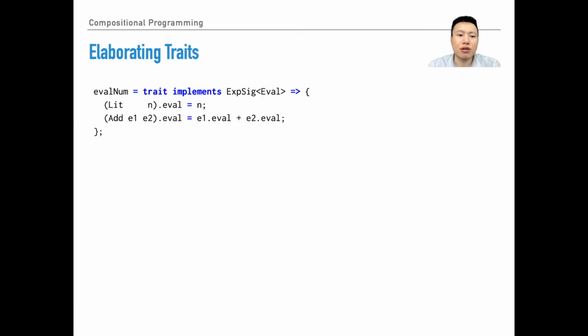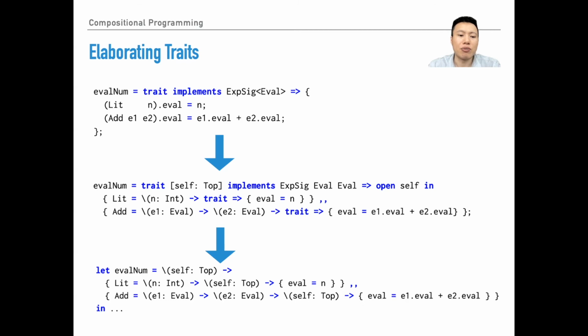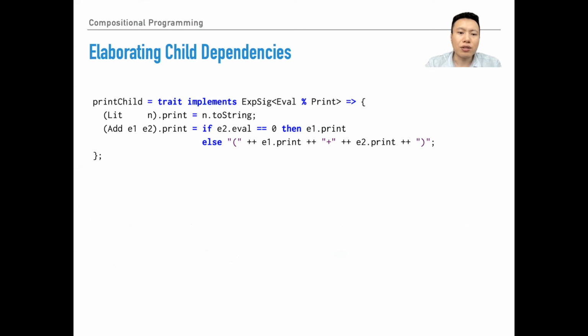Trait expressions are firstly desugared. The body is wrapped inside an open expression. Method patterns are desugared to functions that return single-field traits, and trait expressions are elaborated to functions that take self as arguments. When a sort is instantiated with dependencies, the two type parameters that represent that sort are instantiated differently.